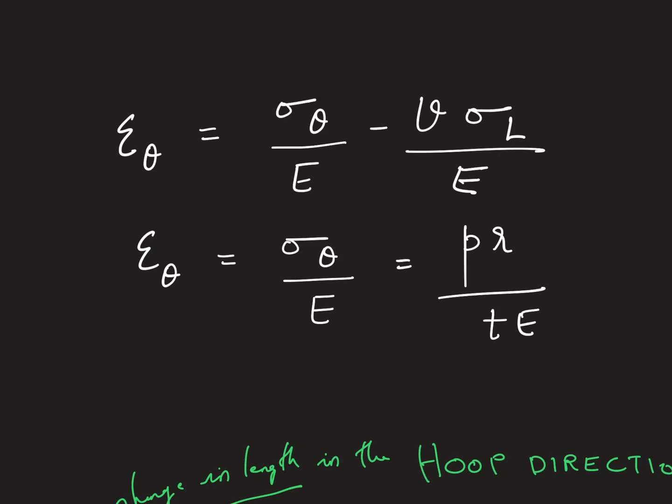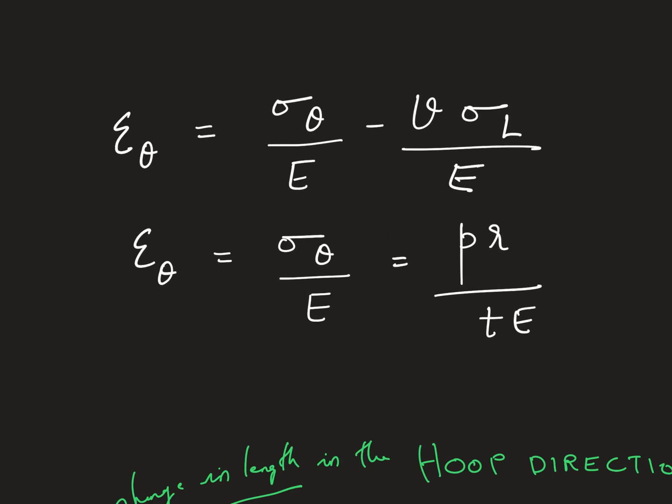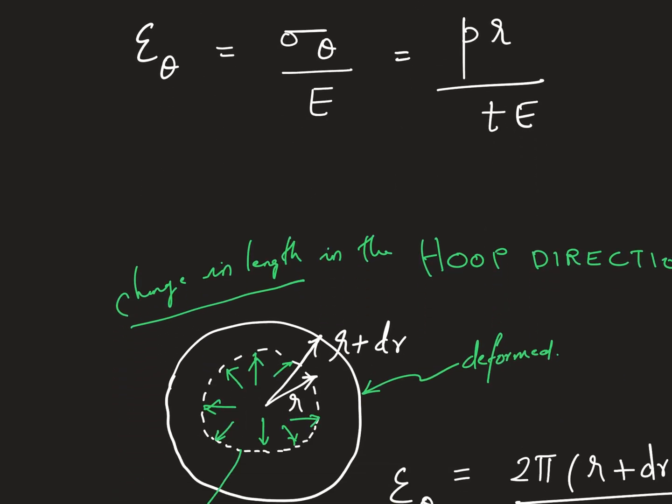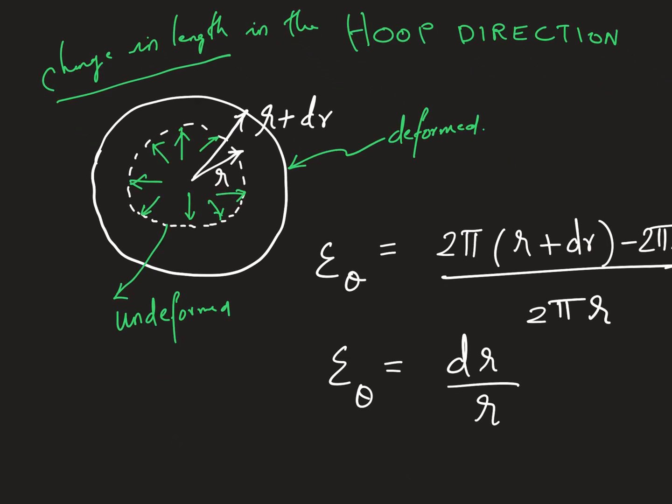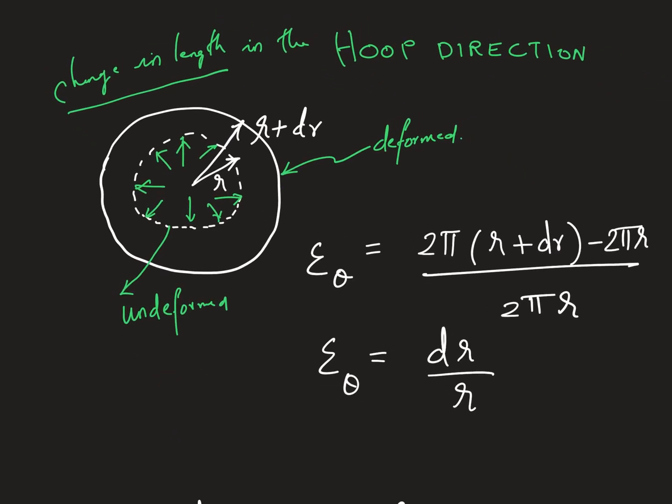It is given by Hooke's law as shown over here: sigma theta by E, where E is the Young's modulus, minus mu, the Poisson's ratio, times sigma L, which is the longitudinal stress, divided by Young's modulus. In this scenario, there is no longitudinal stress, so simply this term drops off. So we are left with only this particular term. So this is my epsilon theta.